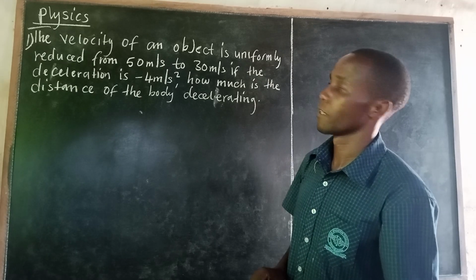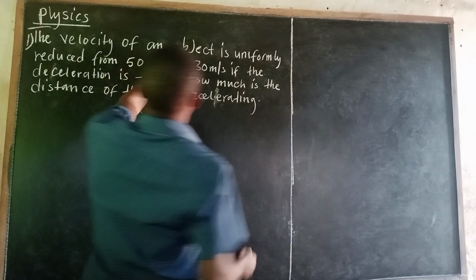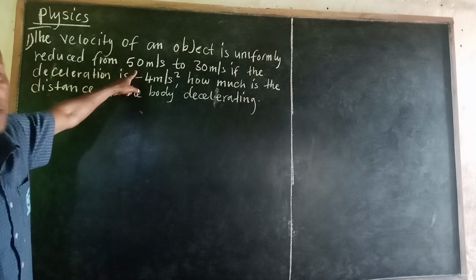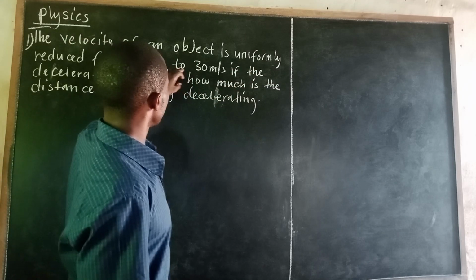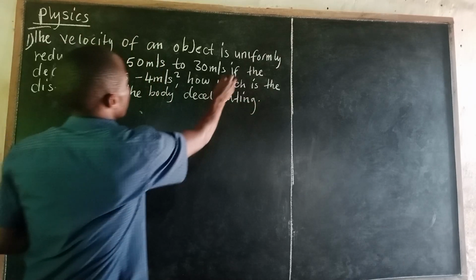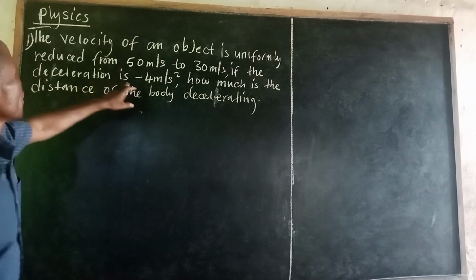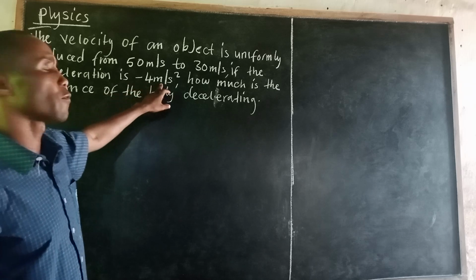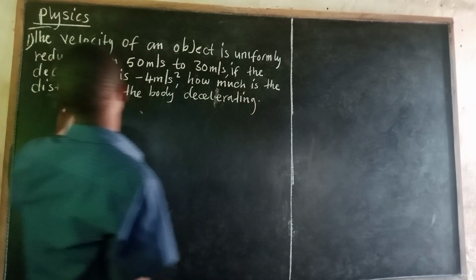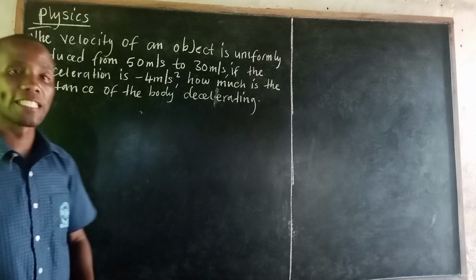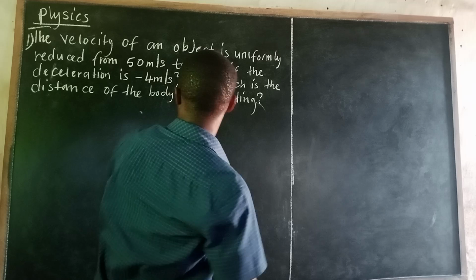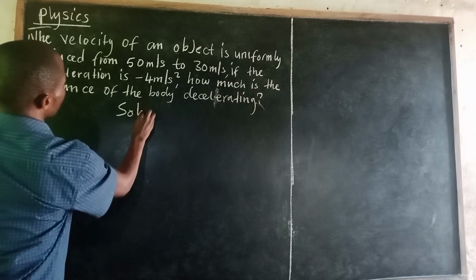this same question. The velocity of an object is uniformly reduced from 50 meters per second to 30 meters per second if the deceleration is -4 meters per second squared. How much is the distance of the body decelerating? That was the question. So how are we going to answer this question?